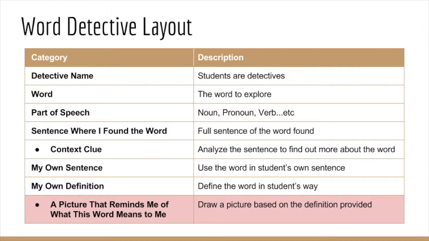Lastly, A Picture That Reminds Me of What This Word Means to Me is a fun section where the students can draw anything that could define the word. These three categories give the students some room for creativity to turn an unknown word into their own. This component is critical in learning academic vocabulary.